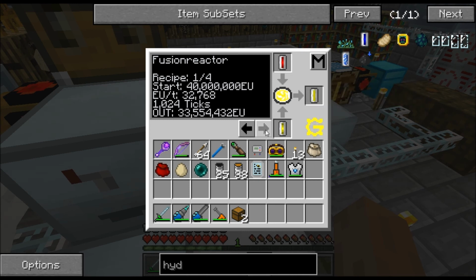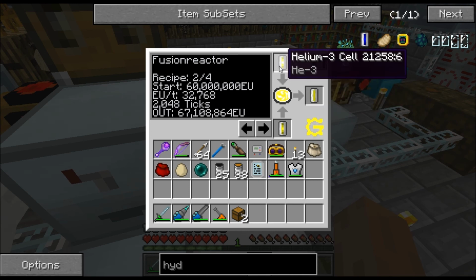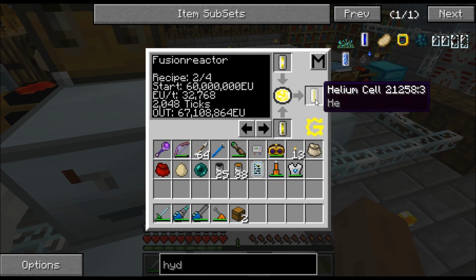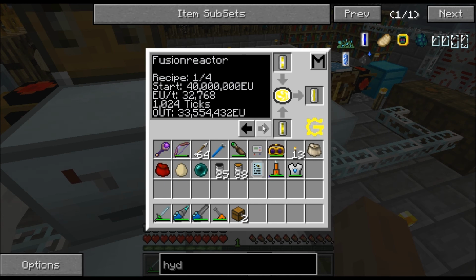But if you go to the next recipe, if you take a helium-3 cell and combine it with a deuterium cell, then you get another helium cell back out again. It takes more energy to start, but if the reactor is already heated up and it's in process, then you don't have to put that startup energy. And you get the same amount of energy out, but for twice as long. So you get double the total energy for the input fuel.